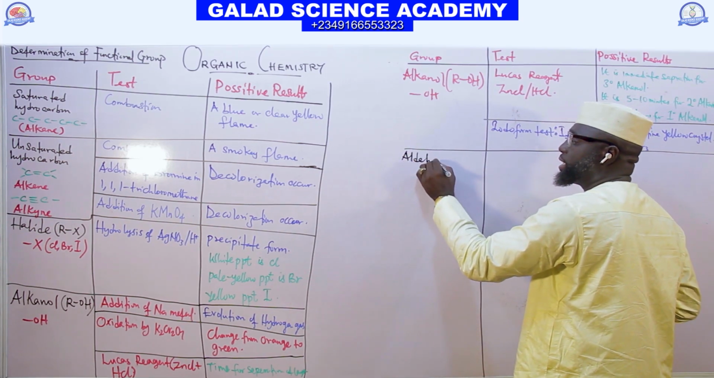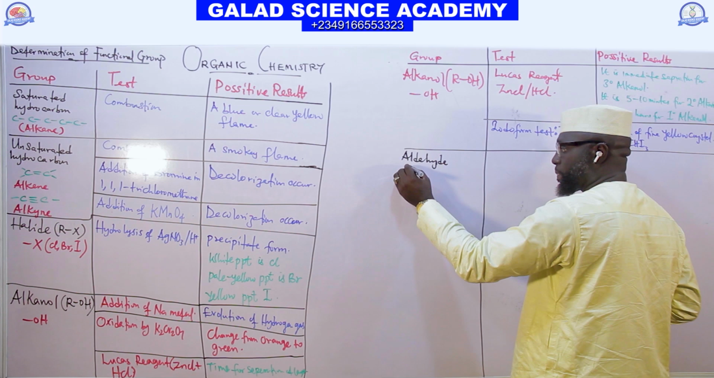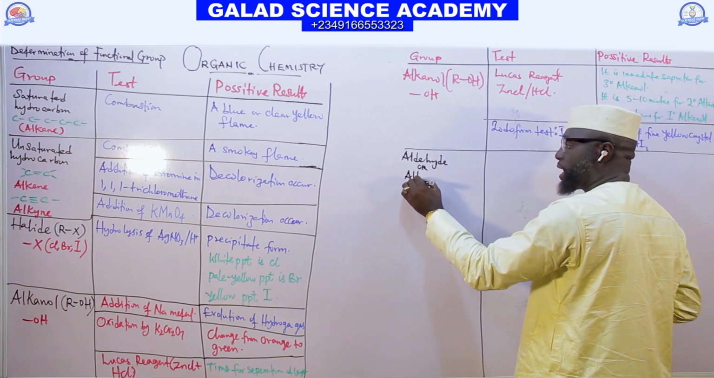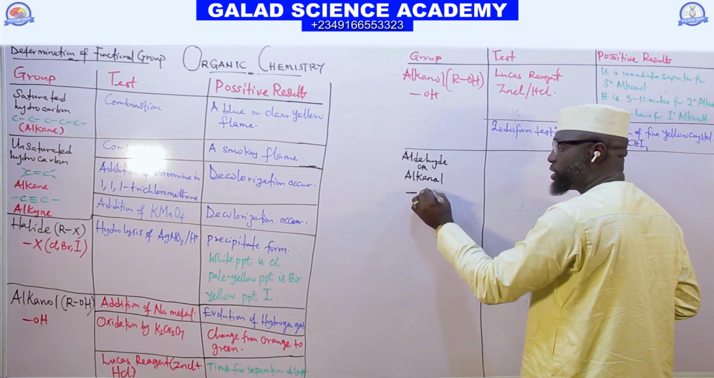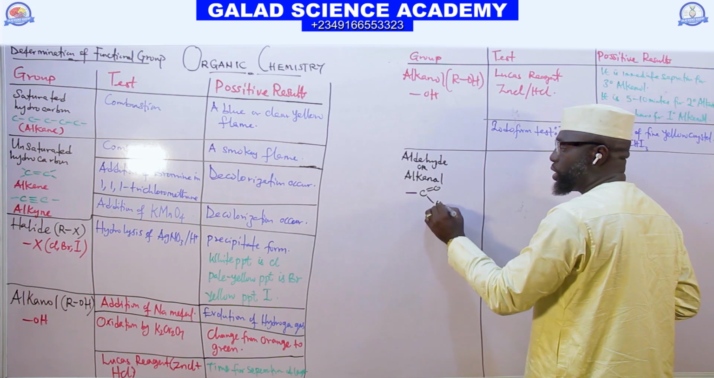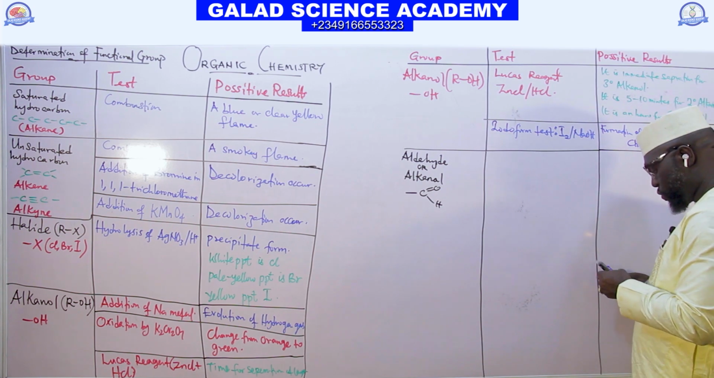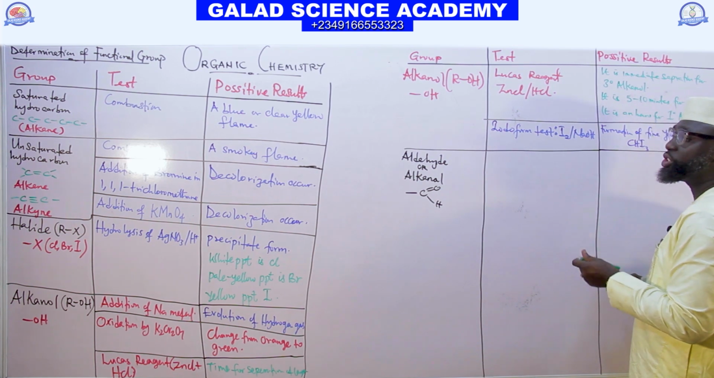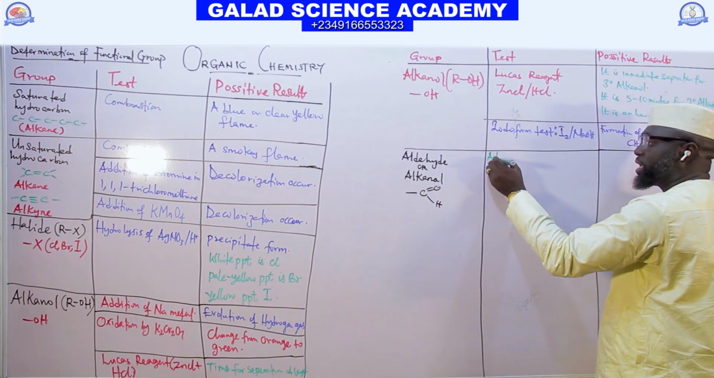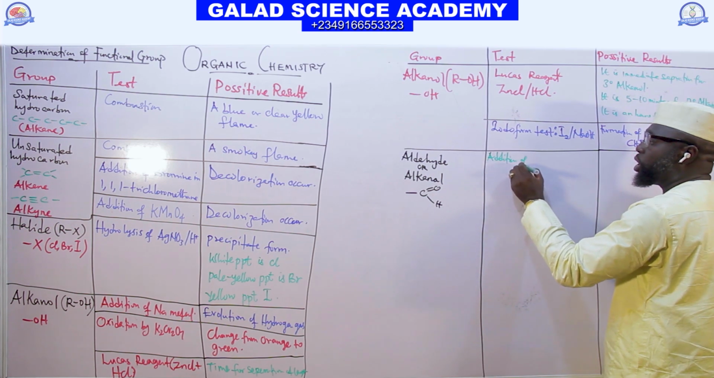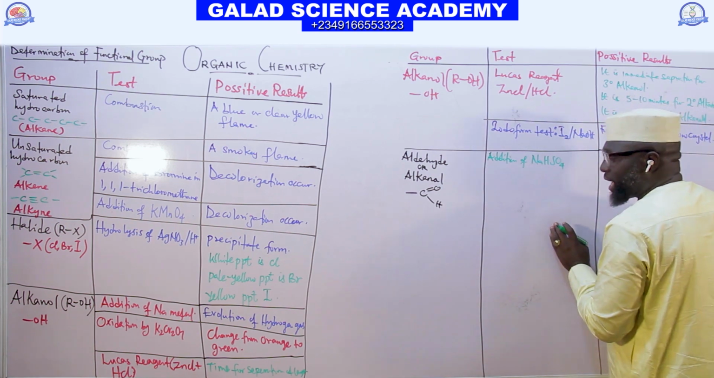Aldehyde, we can also call it alkanal. This is a functional group, CHO. And to test for the alkanal, we can use the addition of sodium hydrogen sulfite to the alkanal.